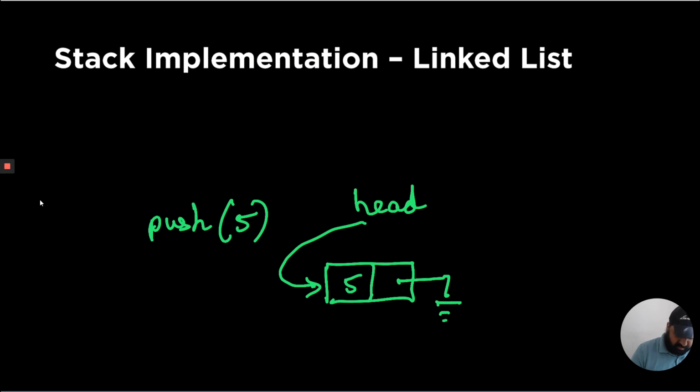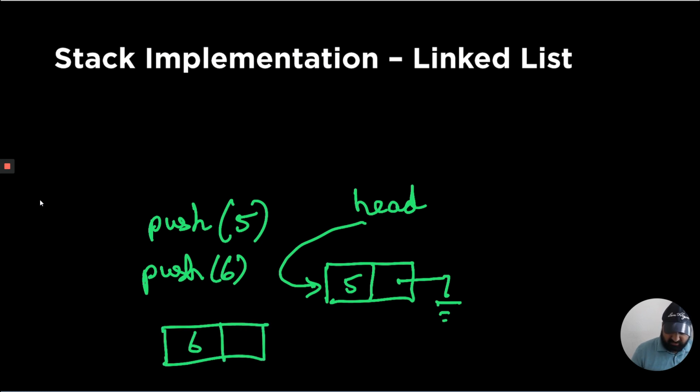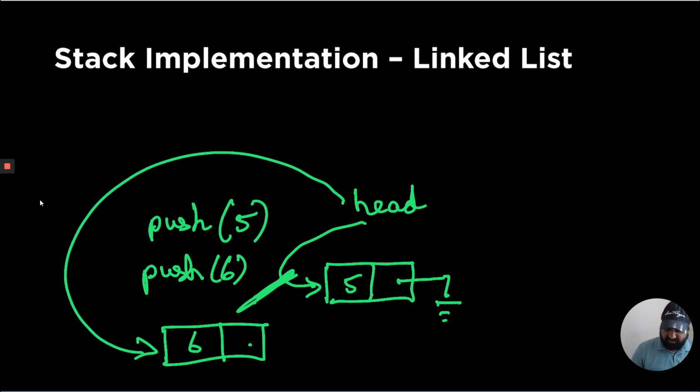Now let's try to do another push. If we have push 6, again it will create a new node with the value 6, and this node right now points to null. But how we are going to fix that is, we are going to insert this node in the beginning of the list, which is right here. So now head starts pointing to the new node that's just created, and this new node's next points to the original head, or this particular value.